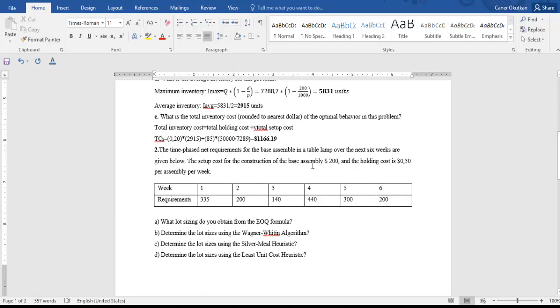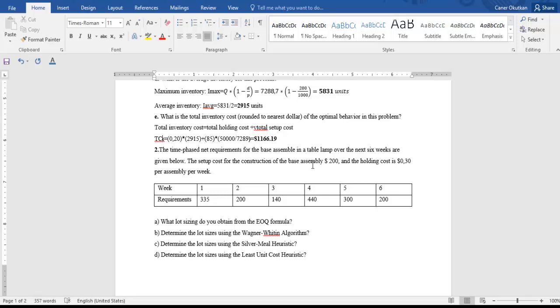Okay, we pass to another question, question 2. So we have 6 weeks in question 2, and we have 6 different requirements. Before we solve the question, we read the question. The first net requirements for the base assembly in a lot-for-lot table over the next 6 weeks are given below. The setup cost for construction of the base assembly is $200, and the holding cost is 0.30 per assembly per week. So we know the setup cost and holding cost.